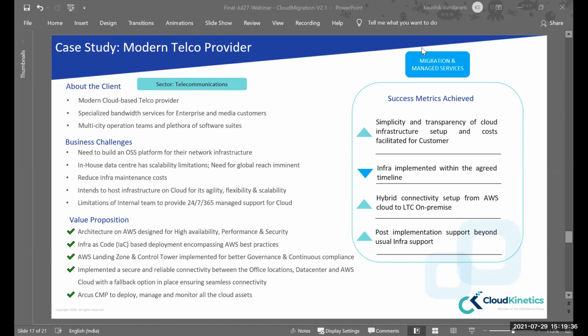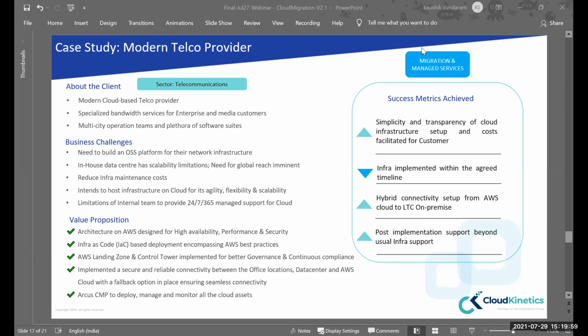The complete implementation was done within the agreed timelines. And also the hybrid connectivity that I was talking about between the data center, office network, and the AWS VPC was all done with failover. So that was another successful part of the entire engagement.